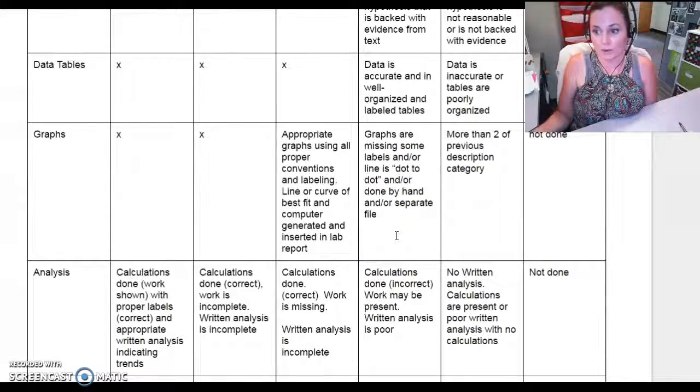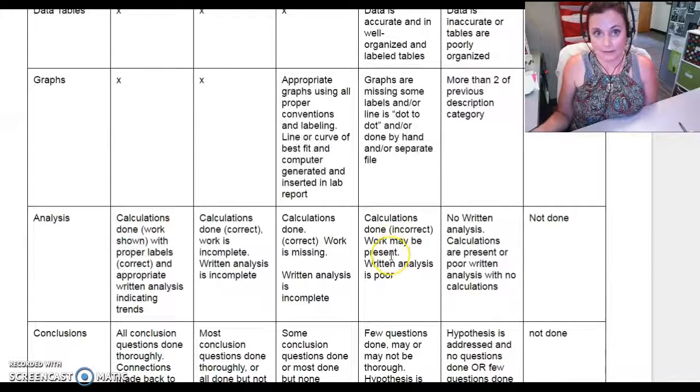Next is your data tables. Data tables have to be well organized, labeled, and correctly done. Your graphs, if needed, in this case you will do graphs. Again, the right type of graph conventions are correct, labeled axes with units, trend lined, all those types of things.